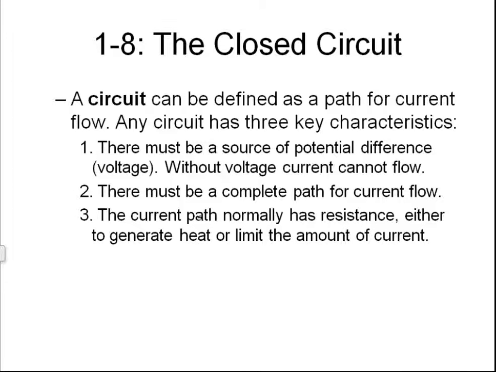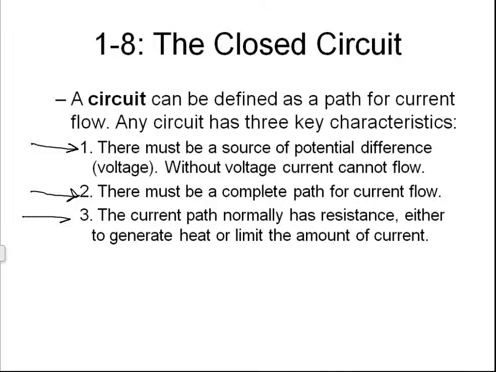All right, a closed circuit. You don't have a closed circuit unless you have three things going on. You have to have potential difference. Voltage is required, because without voltage you don't have the force to push the electrons, so you don't have any current flow without voltage. There has to be a complete path. Can't have any broken wires, open components. The path has to be closed and complete.